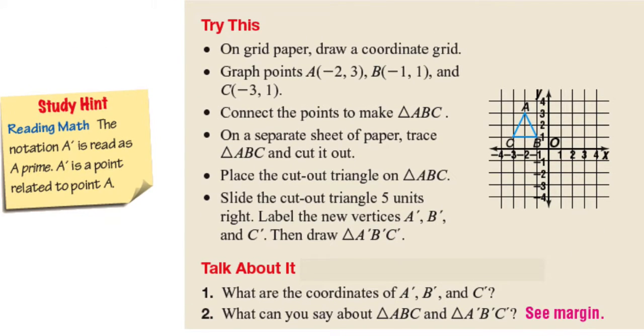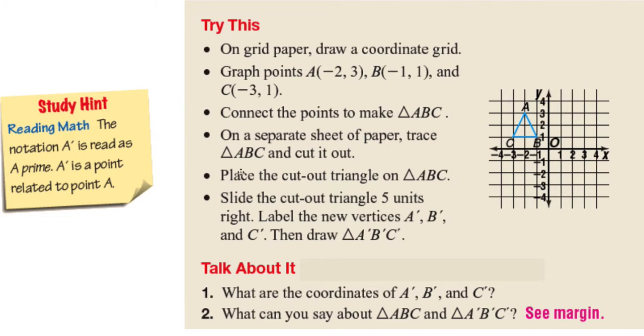For our hands-on activity, you want graphing paper, and you want to follow along, because as you do this hands-on, the better you will understand this. So try this on grid paper. Draw a coordinate grid like the one that you see, and then we graph points A (negative 2, 3), B (negative 1, 1), and C (negative 3, 1). So we now have triangle ABC once we connect all those points.